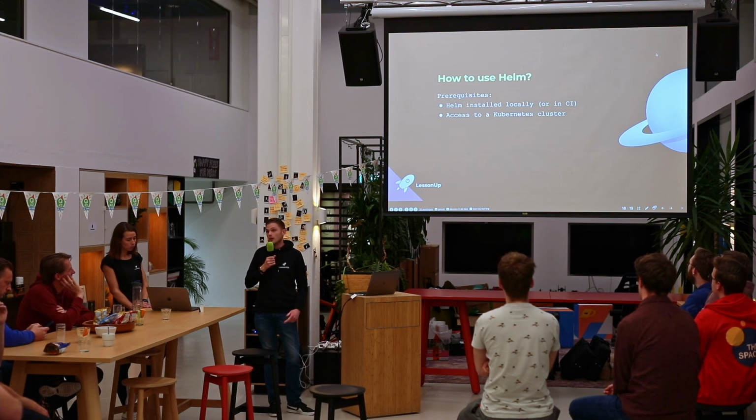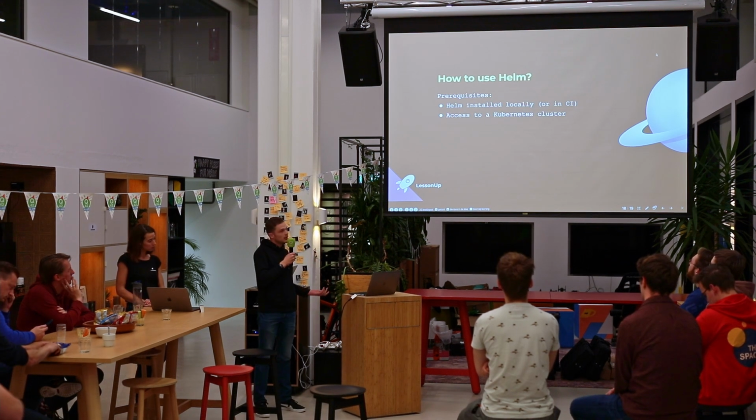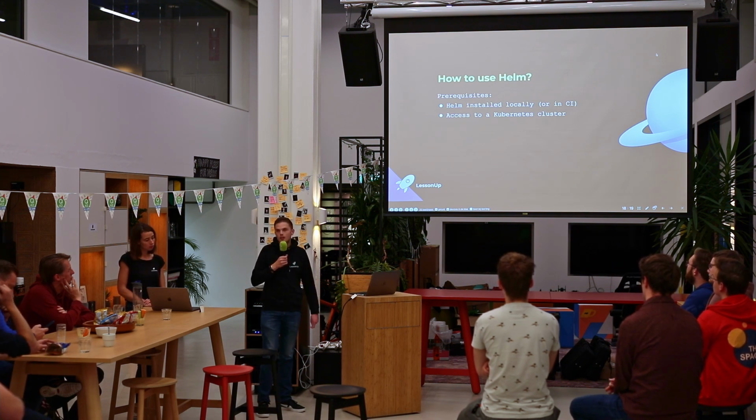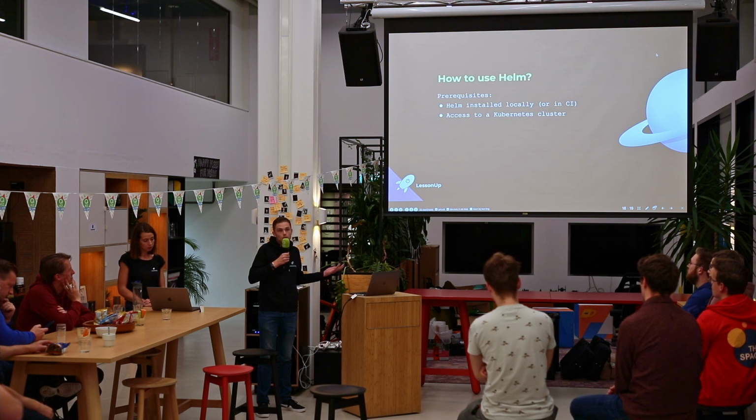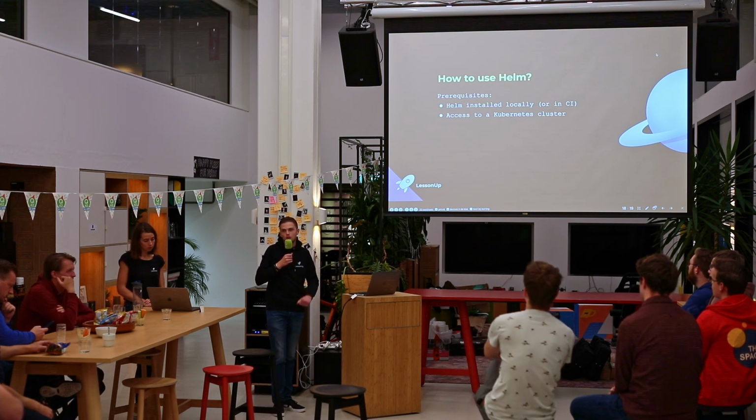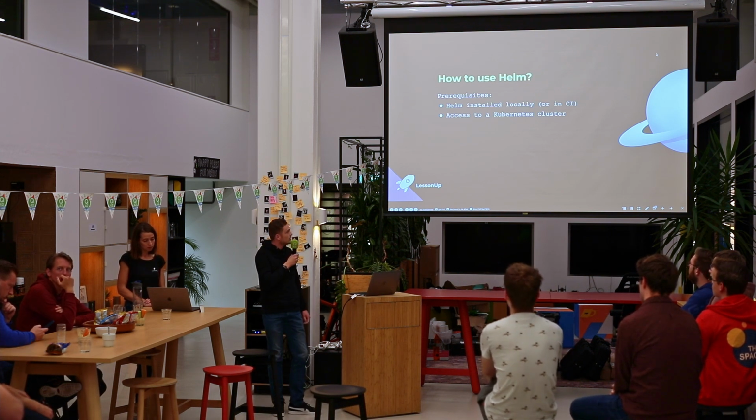So, how to use Helm? It's actually really easy. You just have to install the Helm client on your machine or in CI, which you can install with brew if you're using Mac, so you can use your favorite package manager to install it. And you need to have access to a Kubernetes cluster, of course.